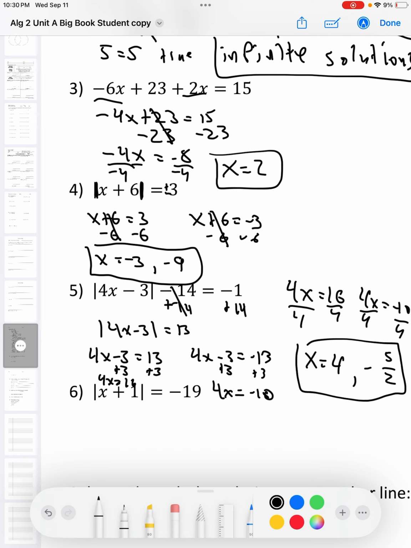Or as a decimal for this one, it would be negative 2.5.